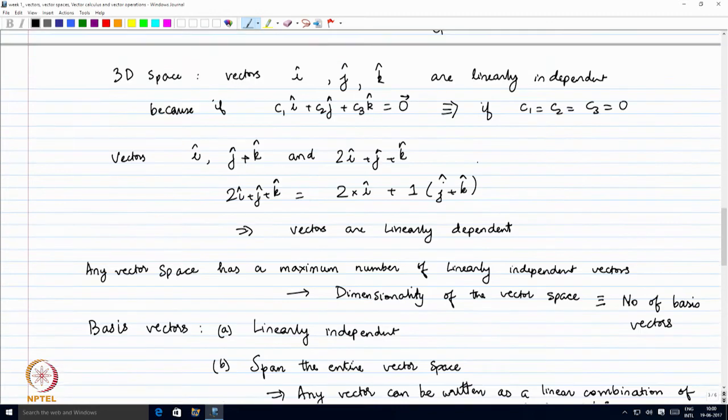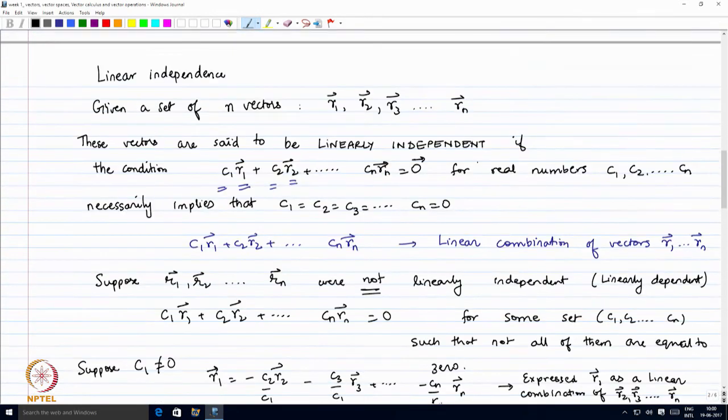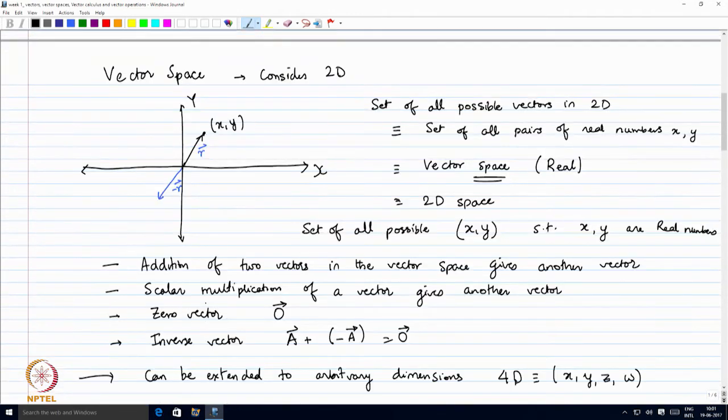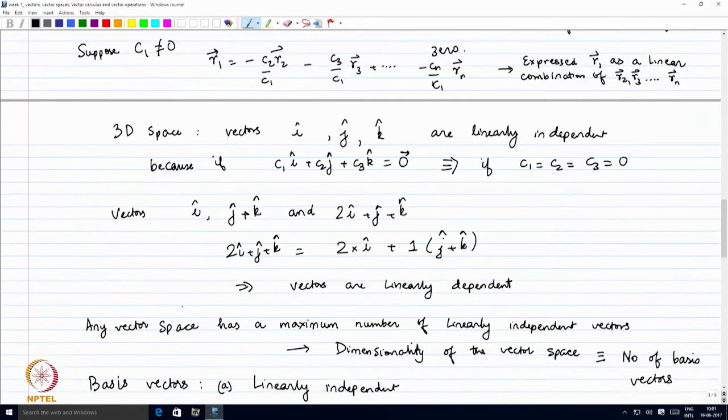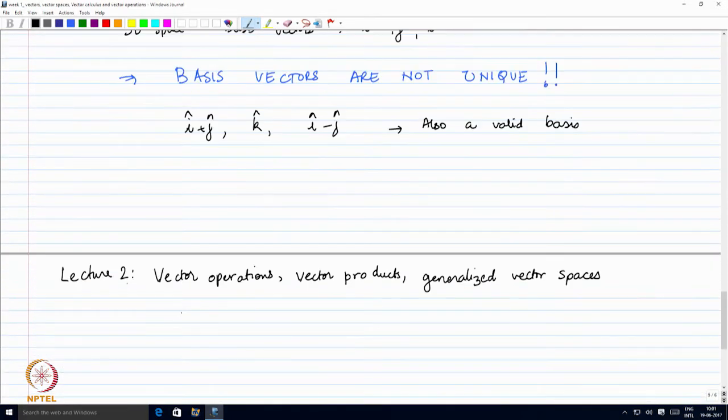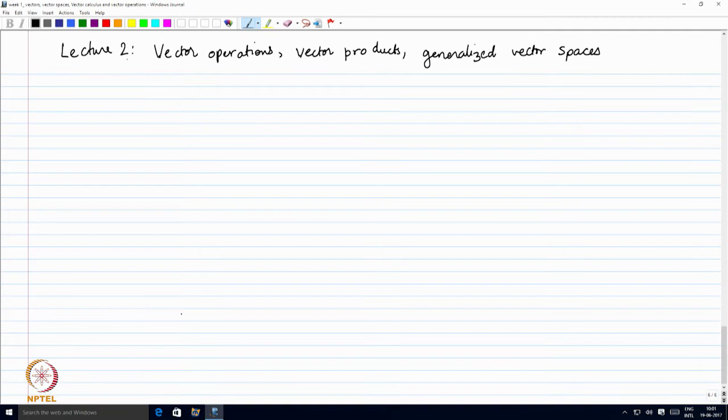Okay. And just to recap, in the first lecture we talked about the basics of vectors. We talked about what vectors are. We talked about vector spaces, linear independence of vectors, and the concepts of basis and dimensionality. Now let us look at some other vector operations.